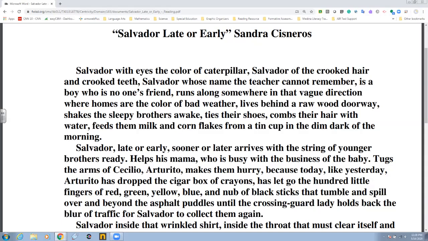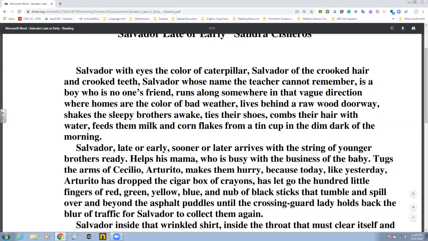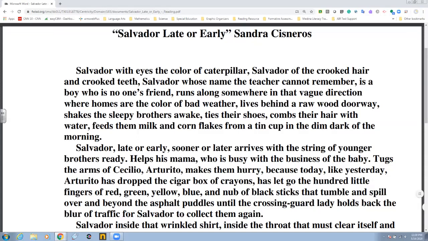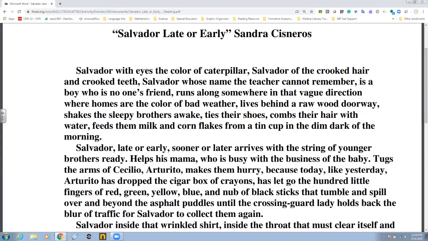So you look at that first paragraph. The first thing that really stands out to me is their description of Salvador in that first part of the sentence: eyes the color of caterpillars. So that kind of goes with sight, right? You're starting to envision somebody with eyes the color of caterpillars. You're starting to see maybe that crooked hair and the crooked teeth. They say his name the teacher cannot remember. So that gives you a description of the kid.